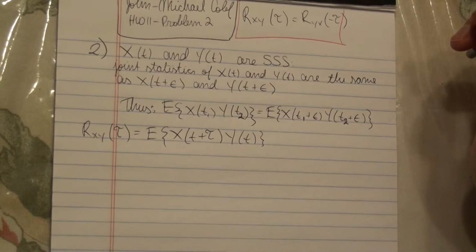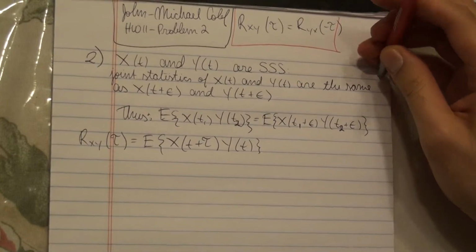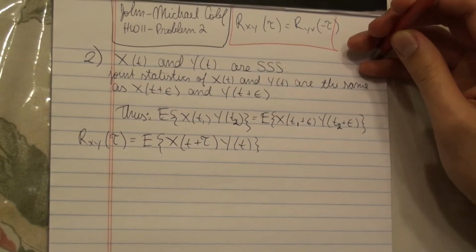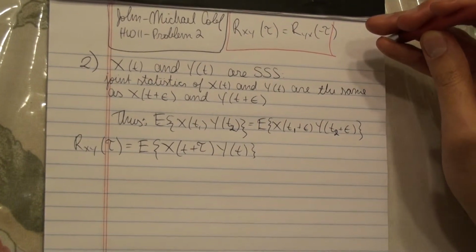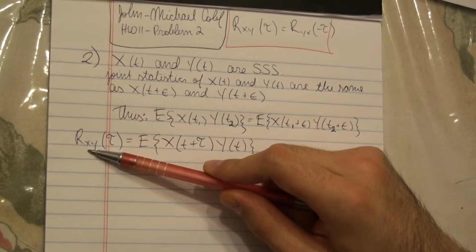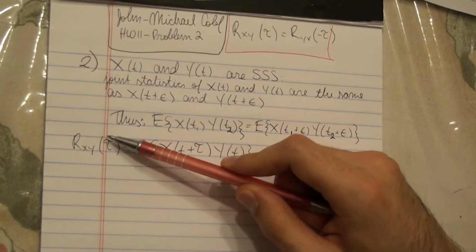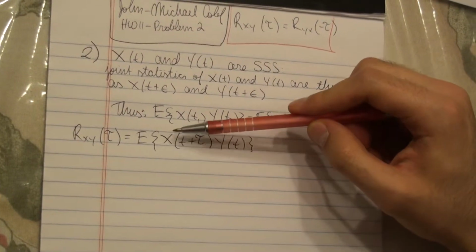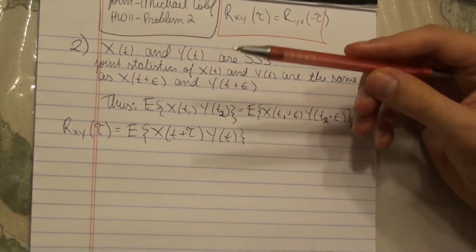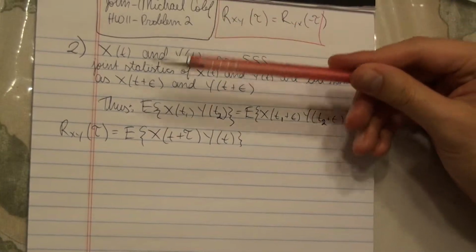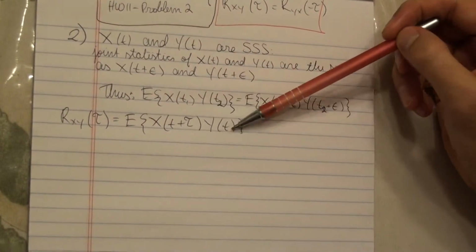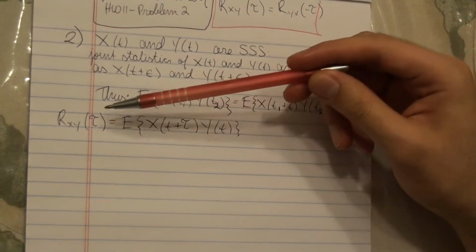If a function, or stochastic process rather, is strict sense stationary, then it is also wide sense stationary. In that case, the autocorrelation of xy of tau is equal to the expected value of x of t plus tau times y of t, right? Because if it's strict sense stationary, then it's wide sense stationary, which means the autocorrelation depends only on the difference between these two. The difference between these two is tau.